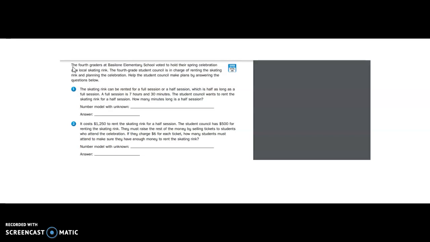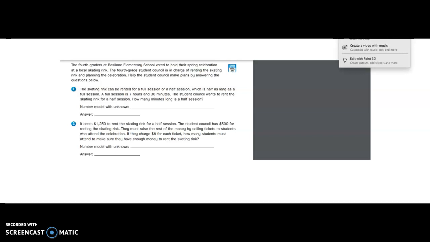The fourth graders at Basilone Elementary School voted to hold their spring celebration at a local skating rink. The fourth grade student council is in charge of renting the skating rink and planning the celebration. Help the student council make plans by answering the questions below. So, number one, the skating rink can be rented for a full session or a half session, which is half as long as the full session. A full session is 7 hours and 30 minutes. The student council wants to rent the skating rink for a half session. How many minutes long is a half session?